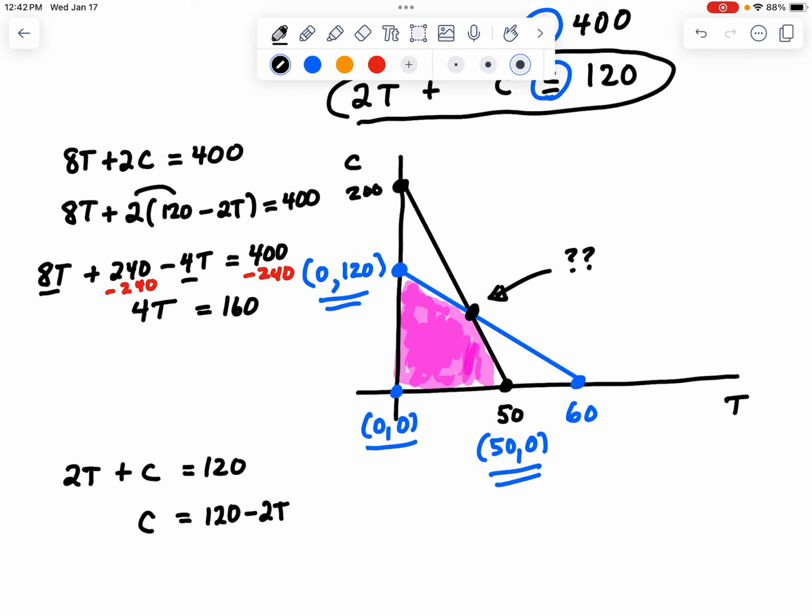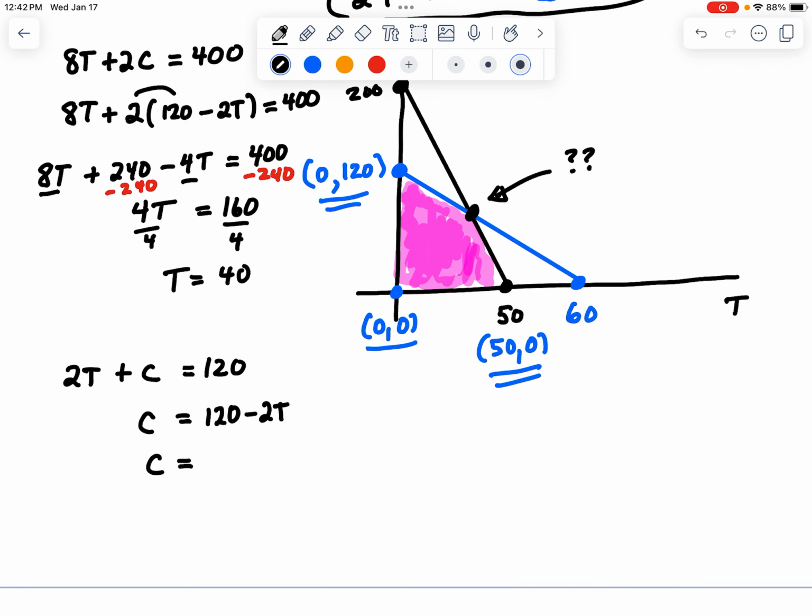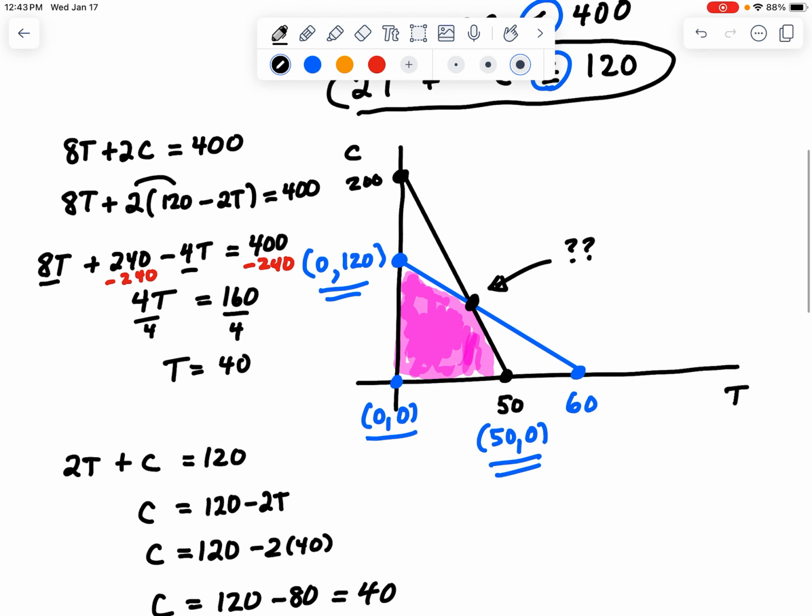Okay, so then if you divide both sides by 4, then t is equal to 40. So once t is equal to 40, we can substitute that in here and find out what does c equal. So that's going to be 120 minus 80, so that's 40. So where I got the question marks, that should actually be 40, 40. So according to the math, they would be making 40 tables and 40 chairs, which is sort of a strange thing in reality because that means each table only has one chair. I guess for people that live alone, I don't know.